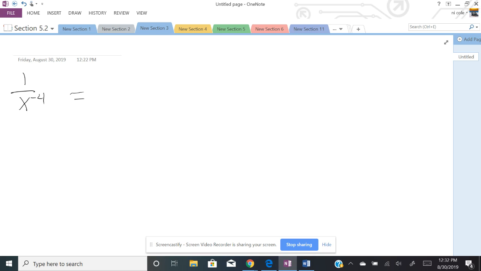Okay, here again, we like this rule. So you're going to take that x to the negative 4, and you're going to put it up on top. And it becomes x to the positive 4.